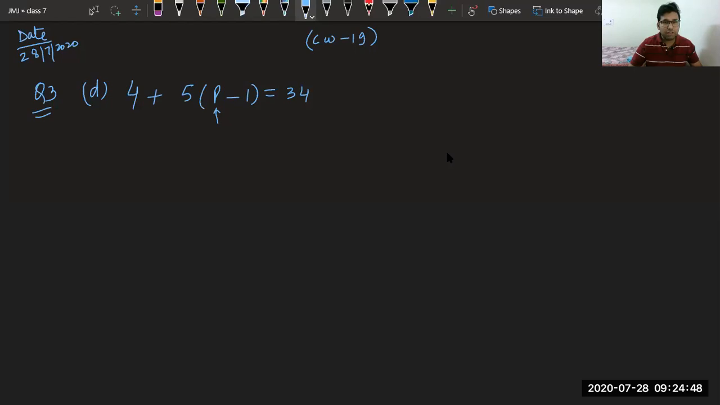First, we will open the brackets as per the BODMAS rule. As per the BODMAS rule, first we solve the brackets. So we will get 4 plus 5 into P is 5P and 5 into 1 is minus 5 equal to 34. Yes, distributive property. Let me see the participants. Okay, I think I've added all.